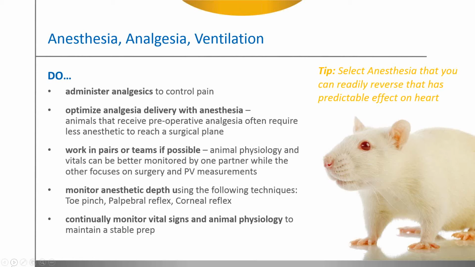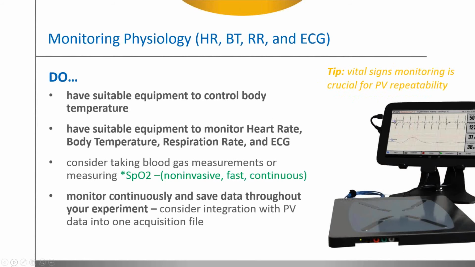See that tip here, select anesthesia that can be readily reversed and has a predictable effect on the heart. That's key in PV research. Further, please do monitor physiology. Monitoring physiological signs is most important in PV because you're looking for overall hemodynamics. So the best practice is at least to monitor body temperature, some sort of respiration rate, and ECG.